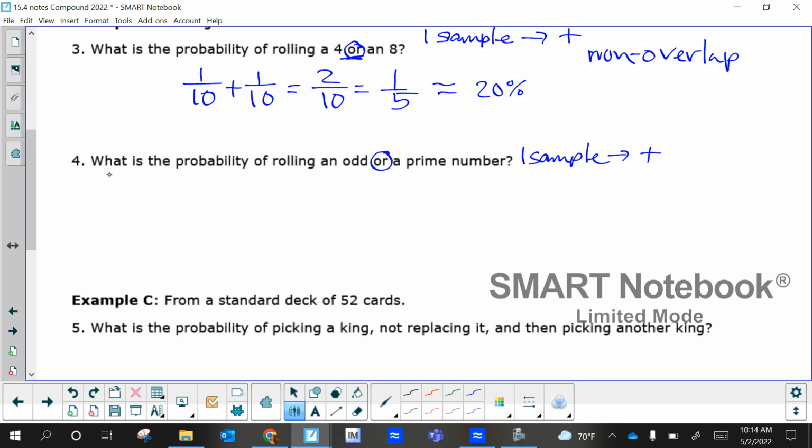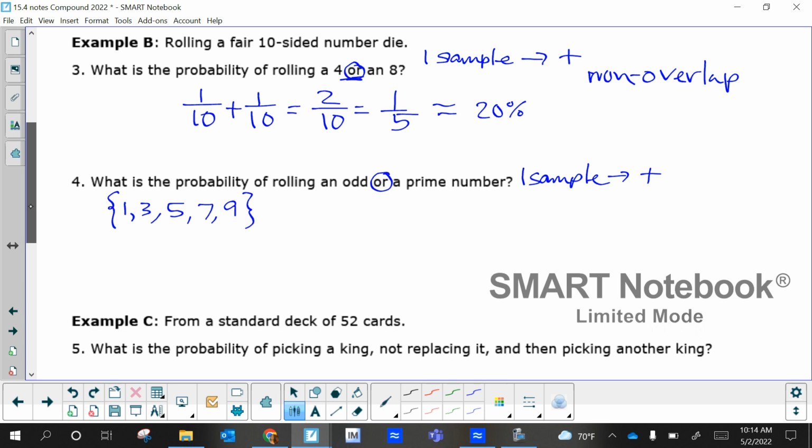Let's write these out again. Okay. Now this is a 10-sided die, so the numbers are a little bit more. So we've got 1, 3, 5, 7, 9. I think that's it. Did I skip any? All right, those are all the odds out of a 10-sided die, okay?